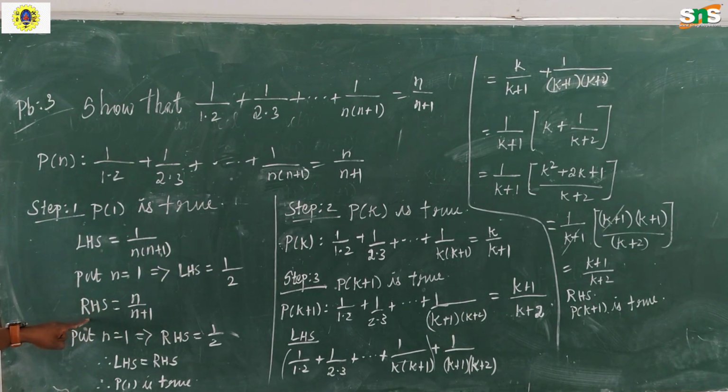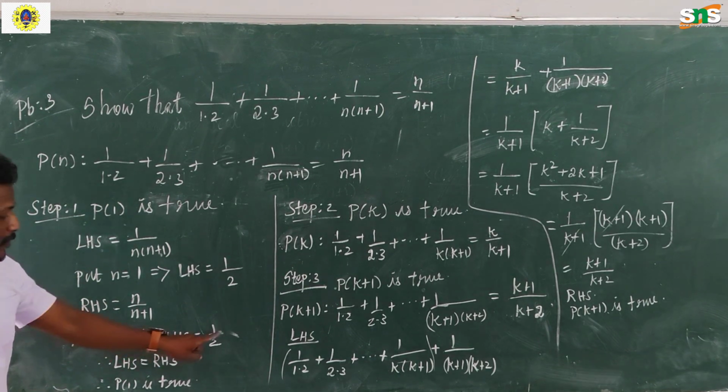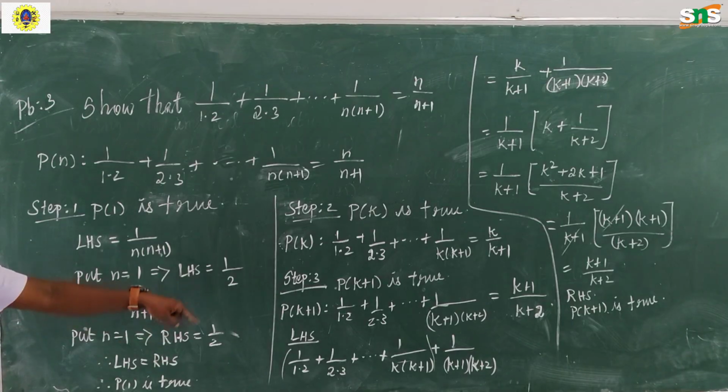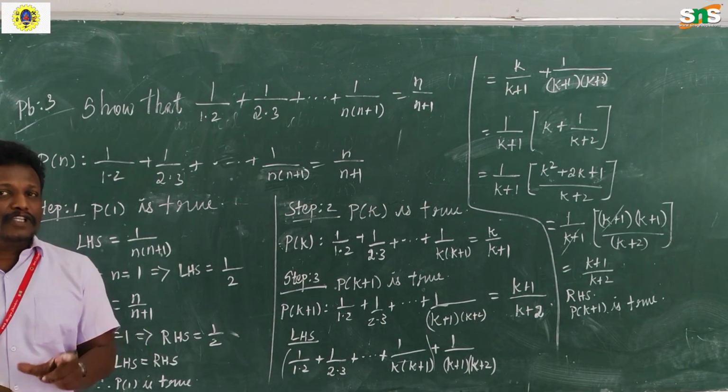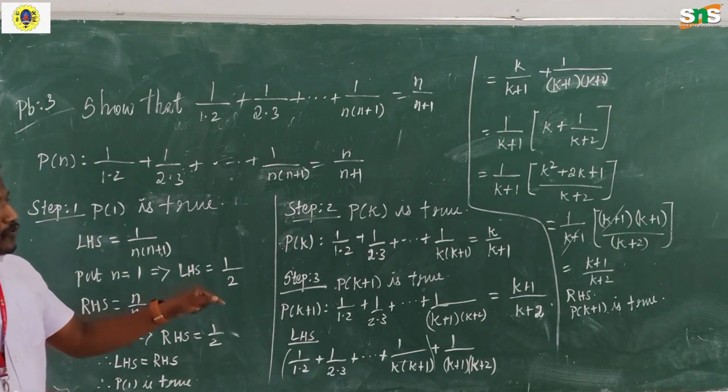Now let me write what we have in the right hand side. It is n divided by n plus 1. Now we have to check this with the same value on the right hand side too. So the answer will be 1 by 2, right? So both answers are equal. Therefore we are satisfying P of 1 is true, right? So okay, let me move to step 2.